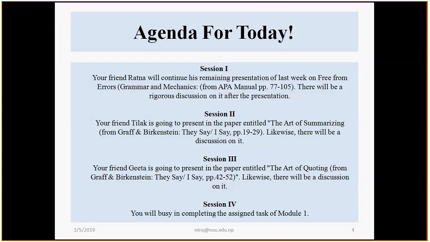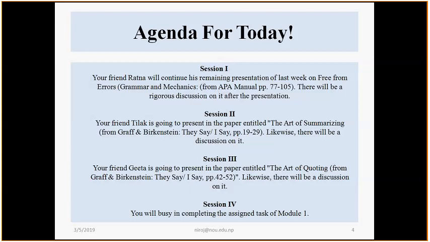We discussed these 3 papers. Firstly, about being free from errors, grammar and some mechanics from the APA manual. This is a little technical, so we will be discussing it again. And next we discussed the art of summarizing. This was done by Dilip sir, and he presented well, but his examples were not helpful for our context. And lastly, Gita ma'am presented on the art of quoting, from the same book.